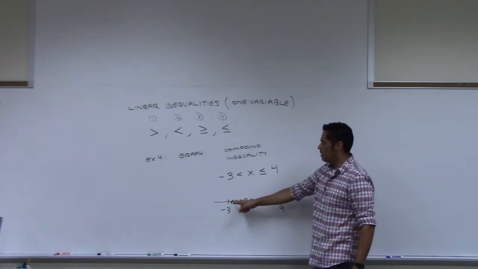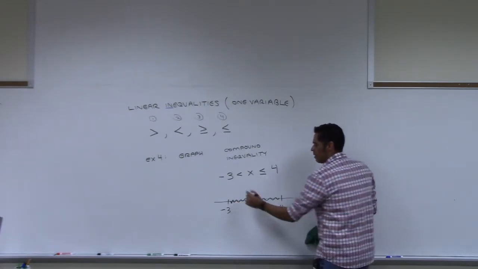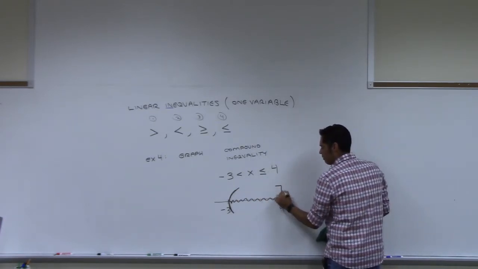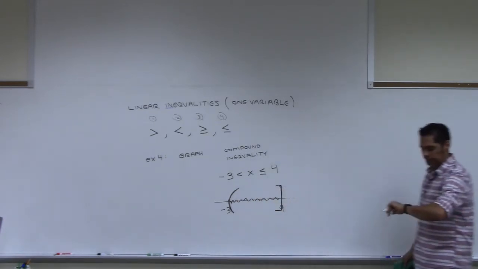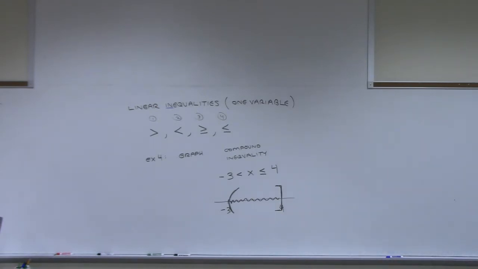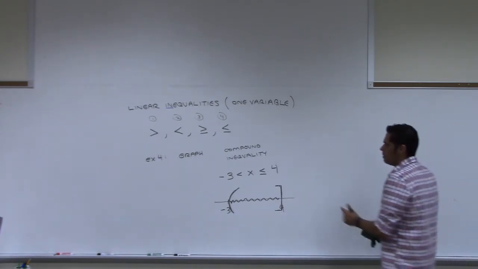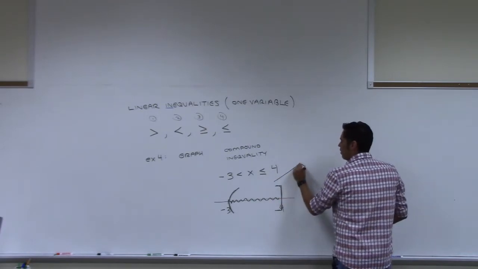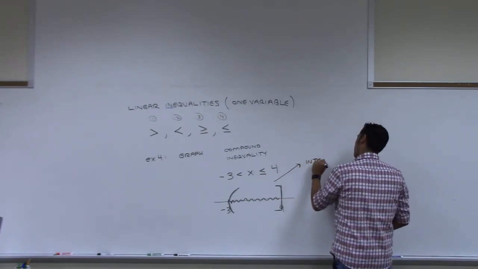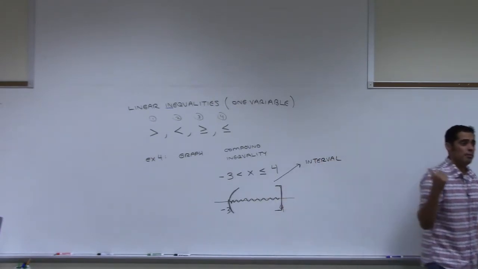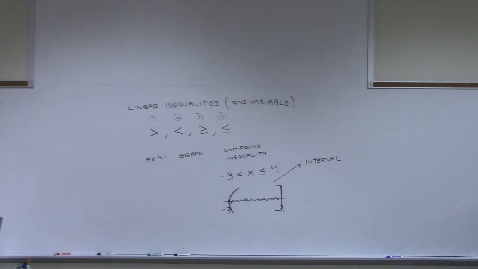Now what about at -3? Do I want -3? No. So I should put a parenthesis there. And then do I want 4? Yes, so I put a bracket here. We good? This compound inequality gives us what's called an interval. The other ones that we were looking at were also intervals. Everything we've drawn so far, those are called intervals.